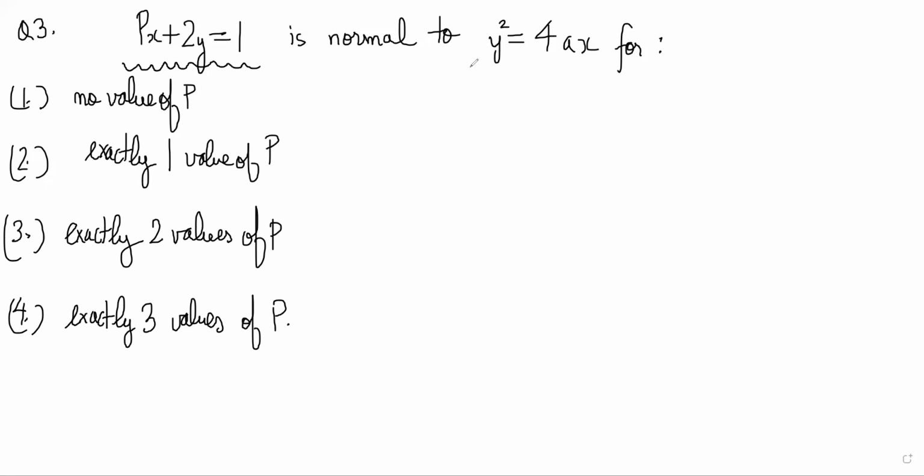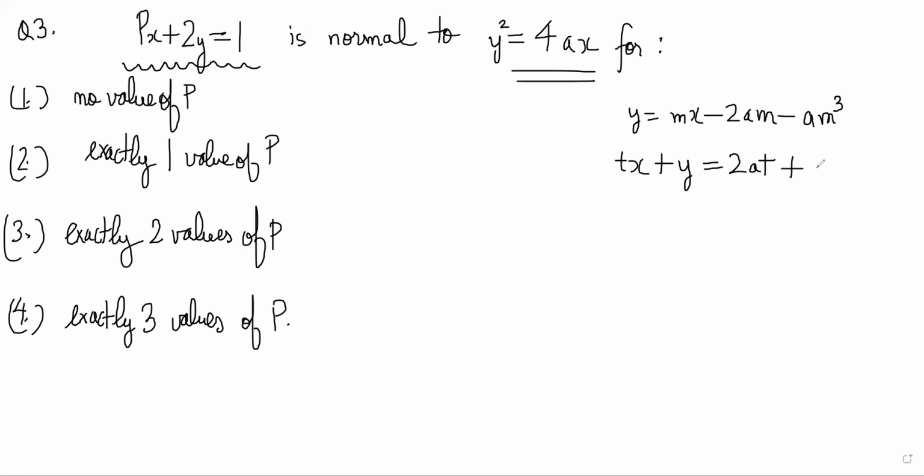This line is normal to the equation. So now, normal to a parabola, we know multiple forms of that equation. We know one equation like this, y equals mx minus 2am minus am cube. We know tx plus y is equal to 2at plus at cube, right? Yeah. This is definitely a line equation that is given, so we don't have to worry about the point form, where the normal is at a point. The point is not given. Yeah.